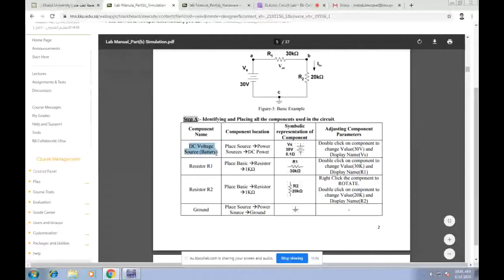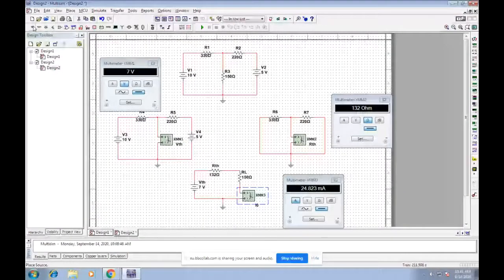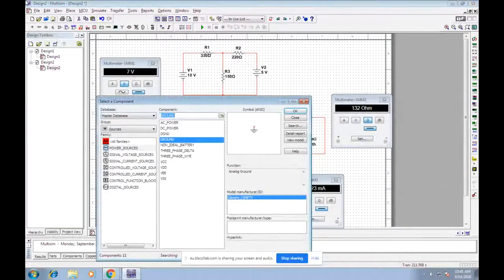Let me share the screen again. You can see where the DC voltage source is present. It is present in place source, power sources, DC power. Let me show you. It is available in the place source. Click this, and here you are supposed to select the power sources and DC power. It is available, meaning its module is here.